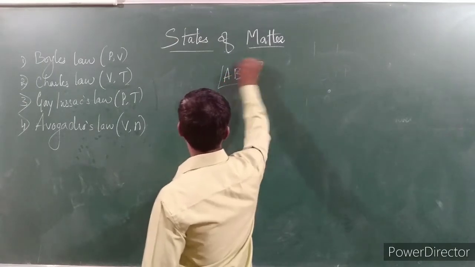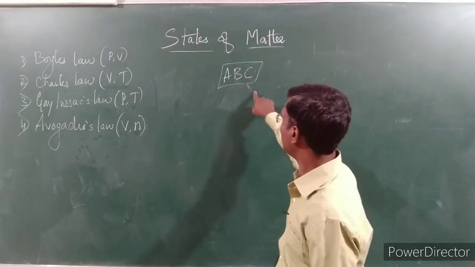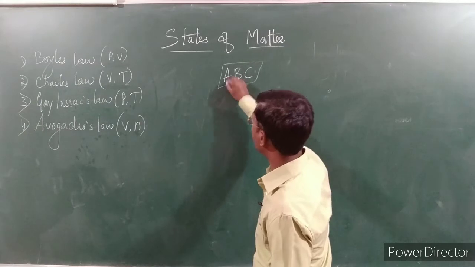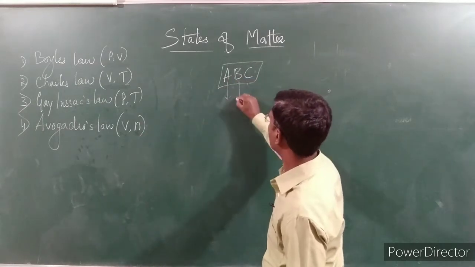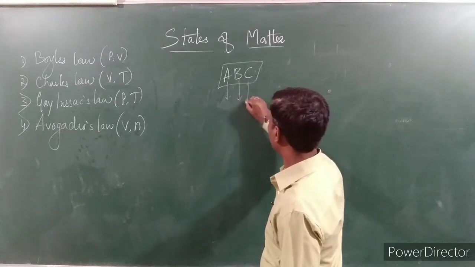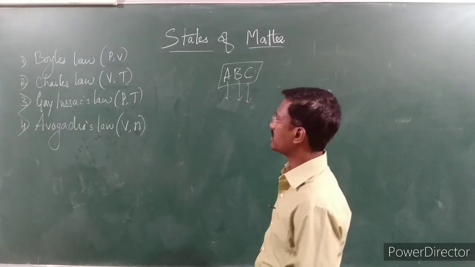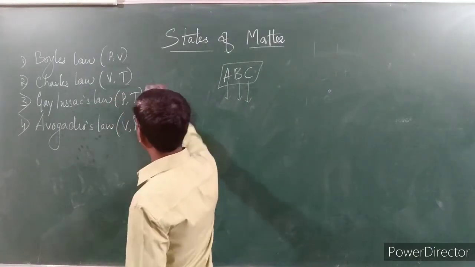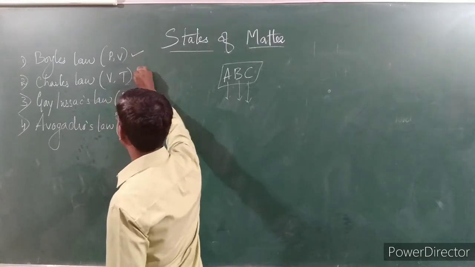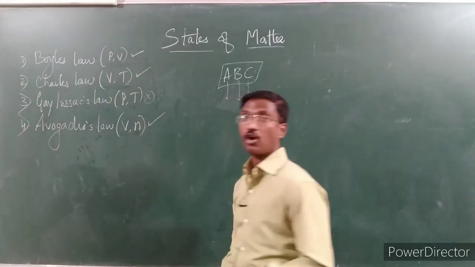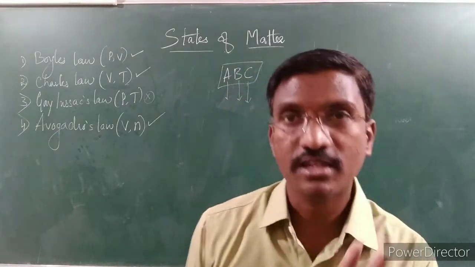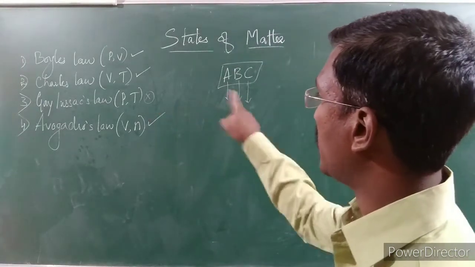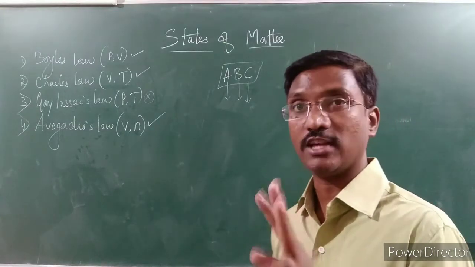What is this ABC? I request you please don't write this ABC, but only for your understanding I am telling the short form. The gas which obeys Avogadro's law, the gas which obeys Boyle's law, the gas which obeys Charles's law. We are saying that the gases which obey Boyle's law, Charles's law, and Avogadro's law at all conditions, at all concentrations. Whenever you take any gas, that gas should obey Boyle's law, Charles's law, and Avogadro's law. These 3 laws have to be satisfied.